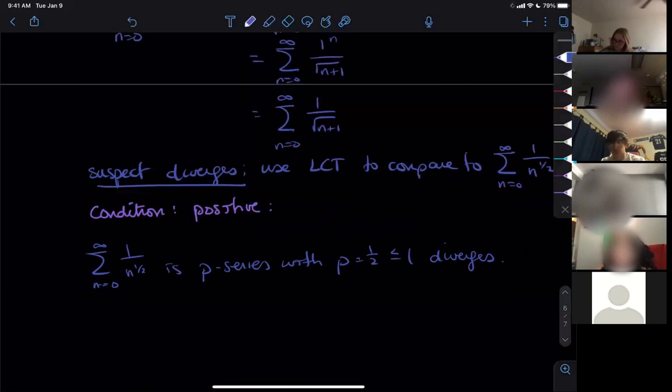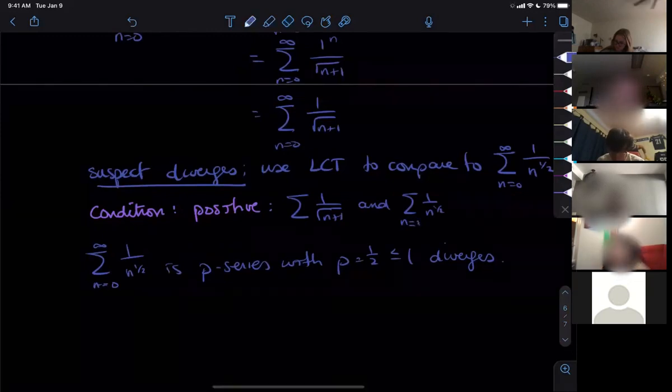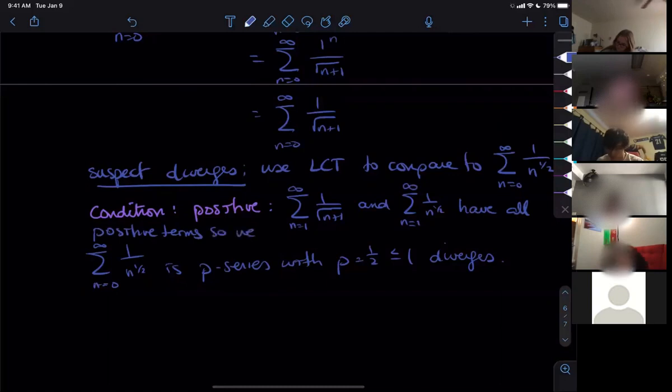But let's see, the series 1 over square root of n plus 1 and the series 1 over n to the 1/2 have all positive terms because n is always positive, or 0. We better not start at 0. Let's start at 1. We know the convergence doesn't depend on where we start. And I'm afraid if we start at 0, we're going to take 1 over 0, and that's not good. So they have all positive terms, so we can use the limit comparison test.